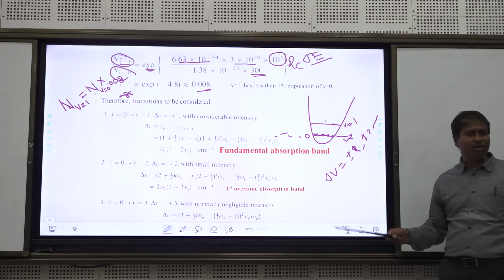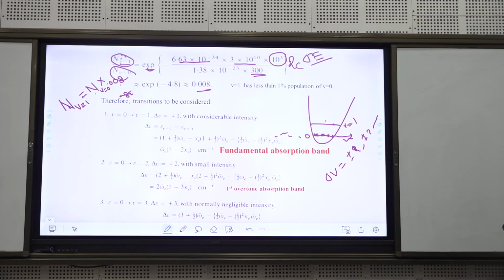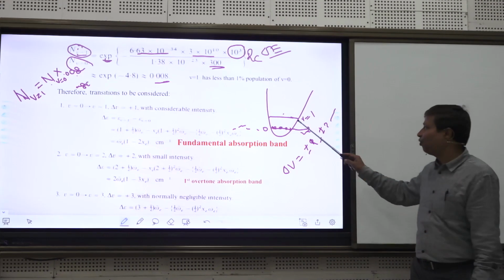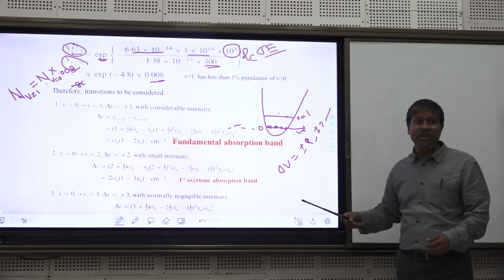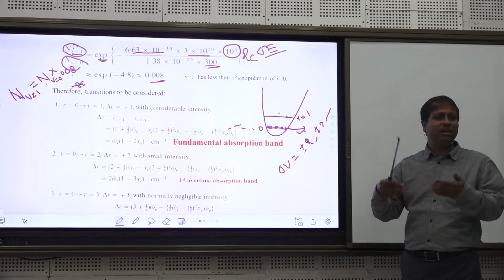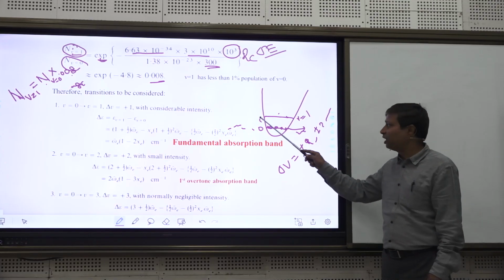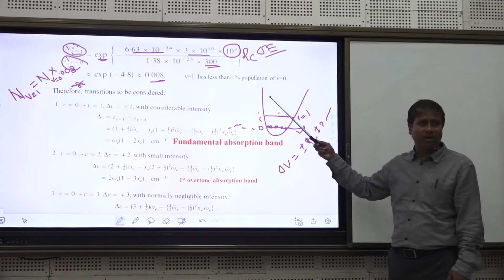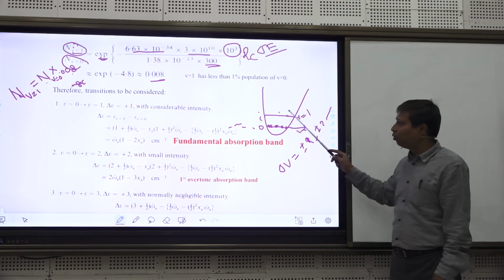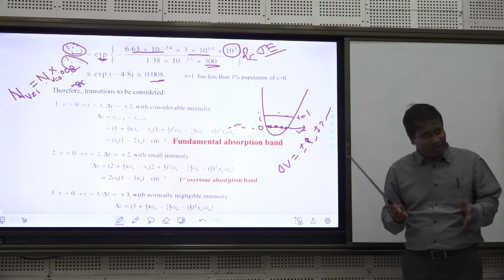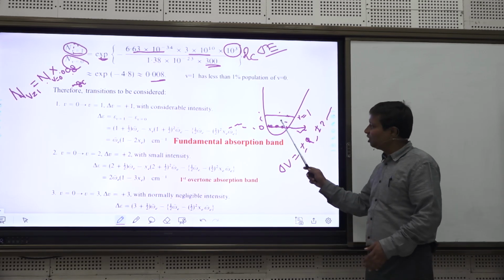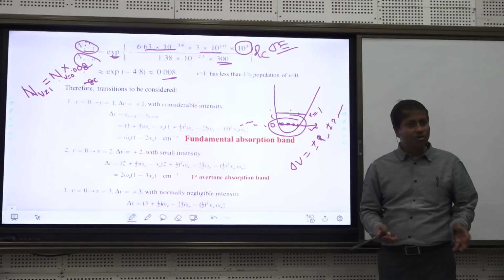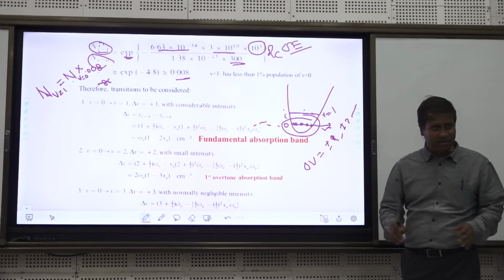When the population is so low, then we don't have to think of any transition from other than v equal to 0, unless you are increasing the temperature. If you increase the temperature, obviously higher energy levels will be populated, then you can think of them. So now, to simplify the situation, we will consider only the transition which is happening from v equal to 0. Okay, no other transitions.